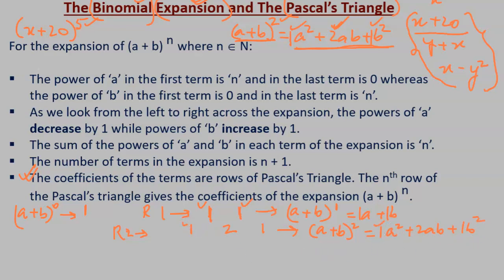See, 1, this 1. This is 2, and this is 1, this is 1. Okay. For row 3, it will be starting with 1, and then these two added, 1 plus 2 will be giving us 3. Again 2 plus 1 will be giving us 3, and then it stops at 1. Because it is R3, there will be 4 terms. 1, 3, 3, 1. This corresponds to a plus b to the power of 3.